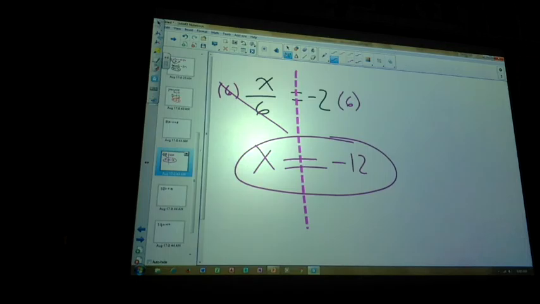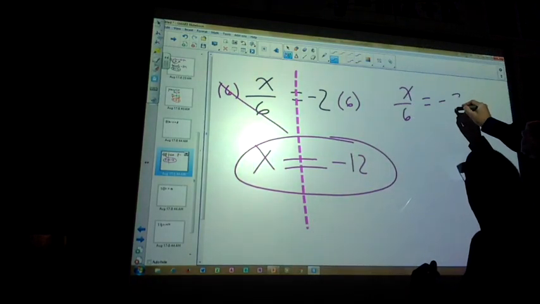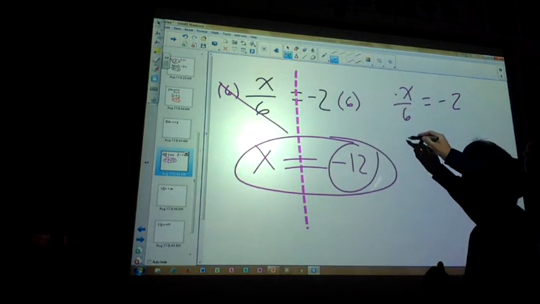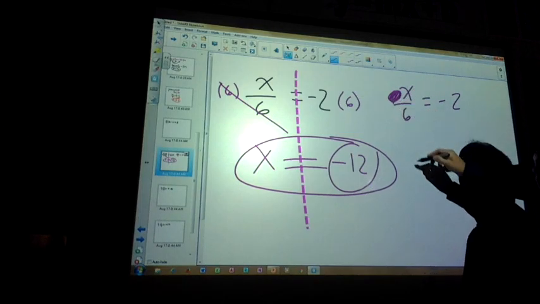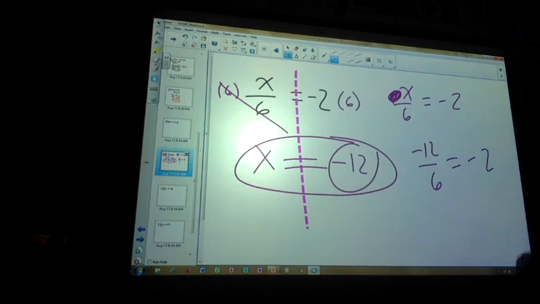Well, the original problem was this, right? So if you were to take this and put that there, you get negative 12 over 6. Is that equal to negative 2? And the answer would be yes. That checks. That means that's the answer.